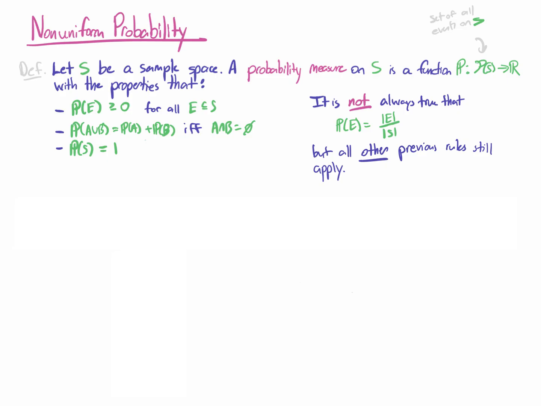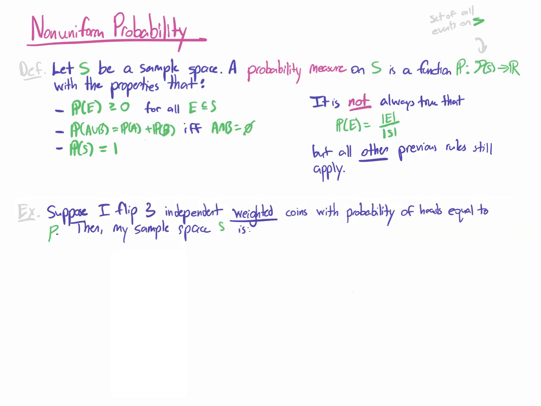So let's do a few examples here. Suppose that I flip 3 independent weighted coins. What weighted means is that the probability of heads is equal to some number p that I don't necessarily know. And this doesn't have to be 1/2 anymore. These coins might be what are also called bent or crooked coins. Maybe the probability of heads is equal to 75% or 90%.